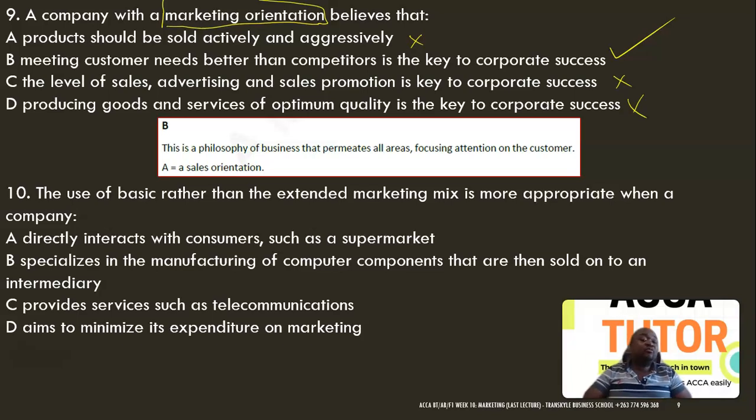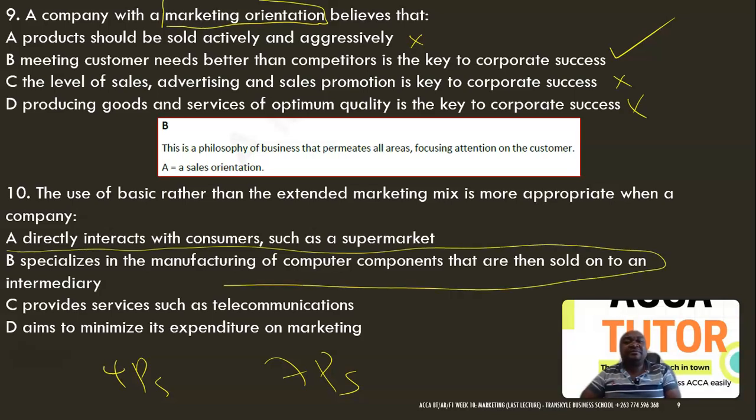Good. The use of basic rather than the extended marketing mix is more appropriate when a company dash. So you need to know when to use the 4 P's and when to use the 7 P's. So they are saying, when are we going to use the basic P's, the 4 P's? These are usually used in companies which are producing physical commodities. So obviously, the company is going to use an intermediary, and they are producing physical goods like computer components.